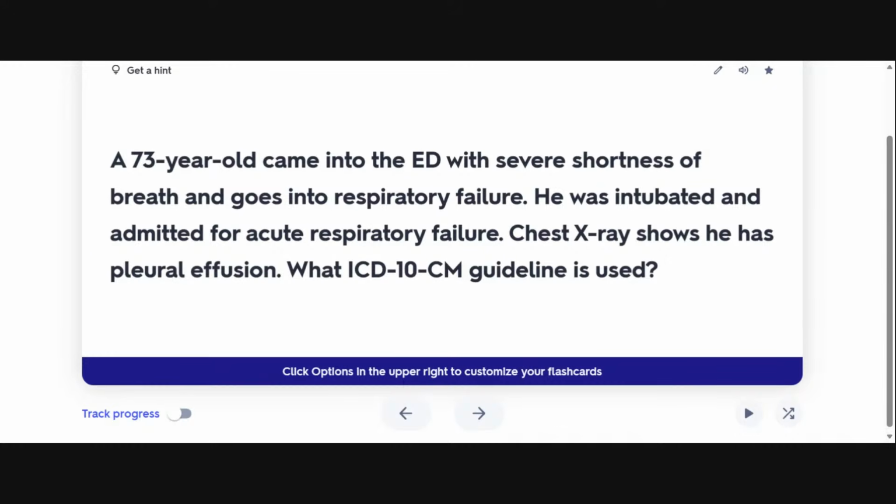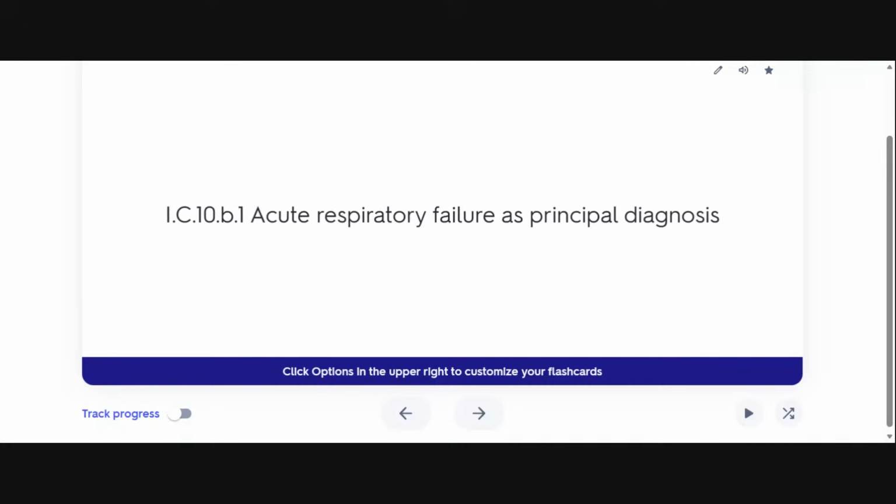Okay, I'm getting some responses. Alrighty. So yes, it is indeed. Everyone put that. It is going to be guideline IC10B1, and the title for that is going to be acute respiratory failure as a principal diagnosis. So great job, or if you were in the realm of that, great work.